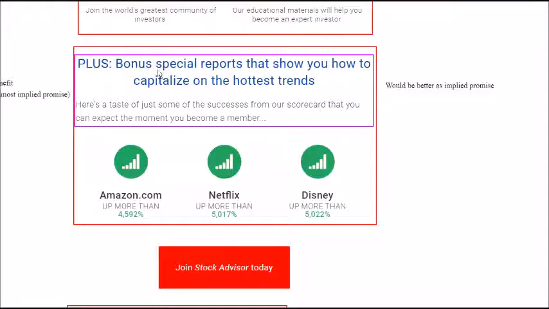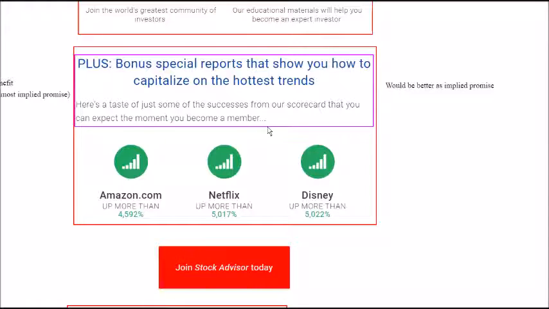Plus, this is awkward. They should just say special bonus reports. Bonus special reports sounds weird. And it's a shame that this isn't an implied promise. Because this could all be an implied promise, and then you could stack up a lot more desire because you'd stack up a lot more belief too.